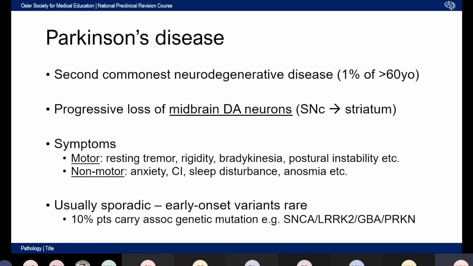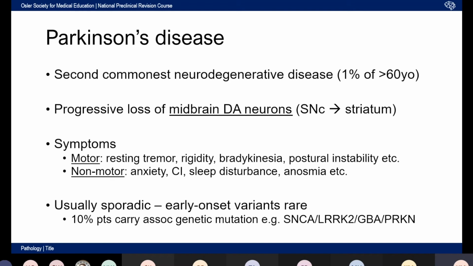And if we go on to the next slide, we'll talk a little bit about Parkinson's. Parkinson's is the second most common neurodegenerative disease following Alzheimer's. And it affects more than 1% of over 60-year-olds, which is quite common. It primarily involves the progressive degeneration of the midbrain dopaminergic neurons. And these neurons go from the substantia nigra pars compacta to the striatum. And these neurons in this pathway are basically involved in some key motor pathways.